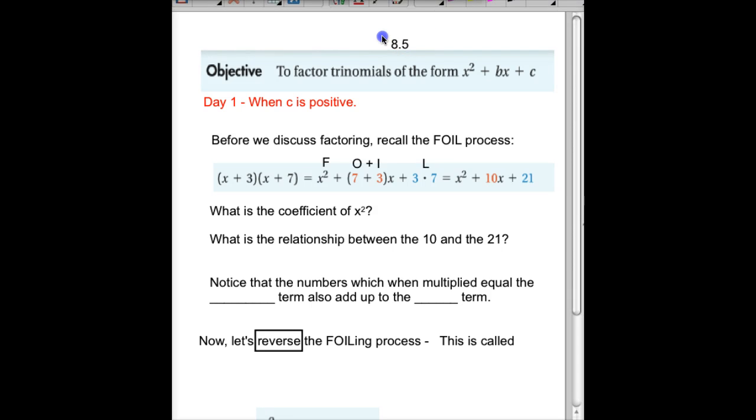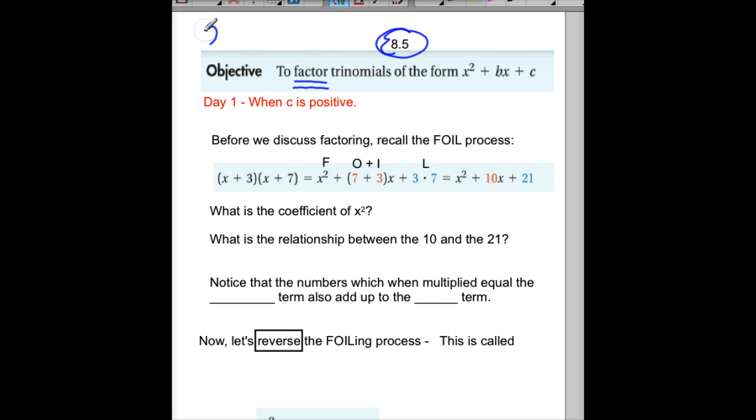This is the notes for section 8.5. So our objective in this section is to do some more factoring, but in this section, we're going to do a different kind of factoring. Now, there's many kinds and methods for factoring, but the word itself means to break into multiplication.